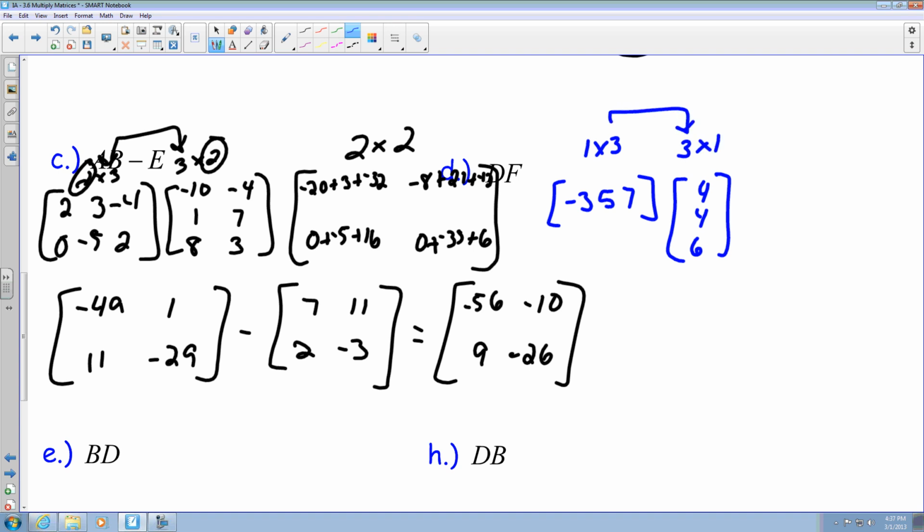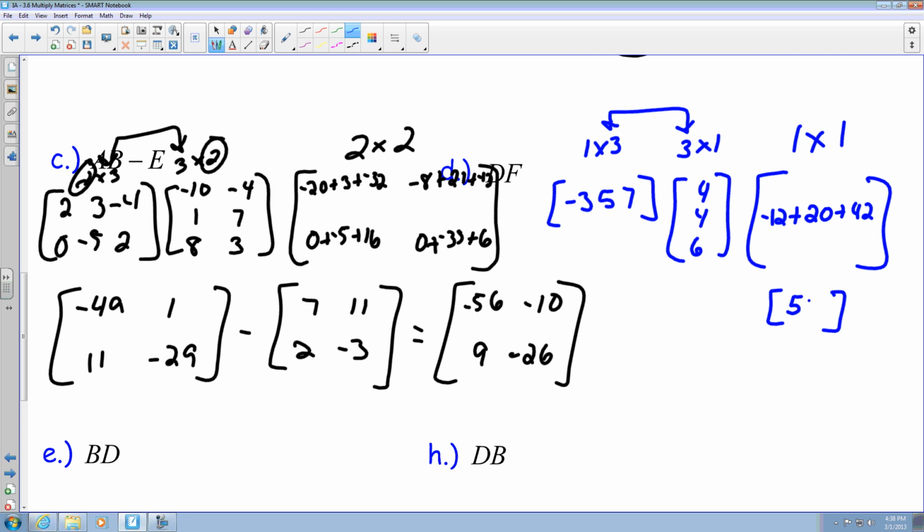Again, these numbers are the same. That means that this matrix here is going to be a 1 by 1. So at the end of the day, there's just going to be one number here. And it makes sense because when I take the row in matrix D, flip it on its side, I get -12 plus 20 plus 42. And when I add all those together, that matrix becomes 50, just one number.